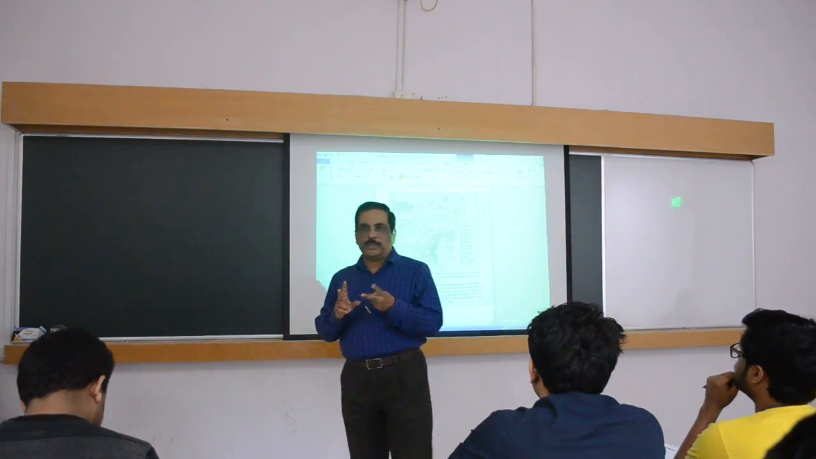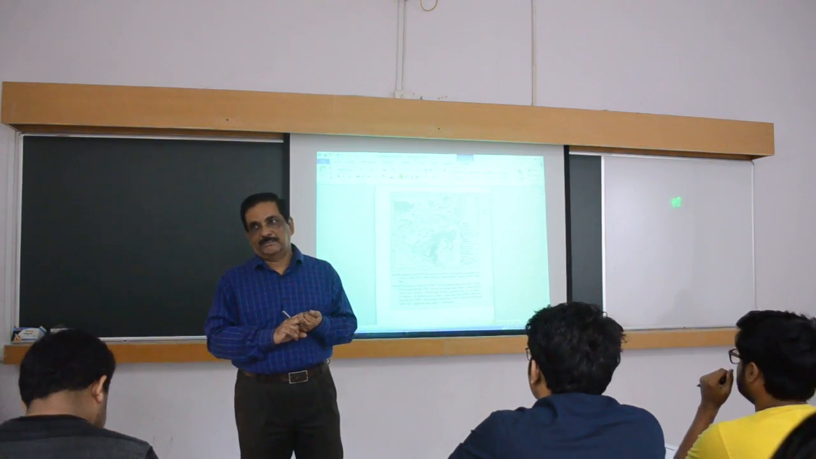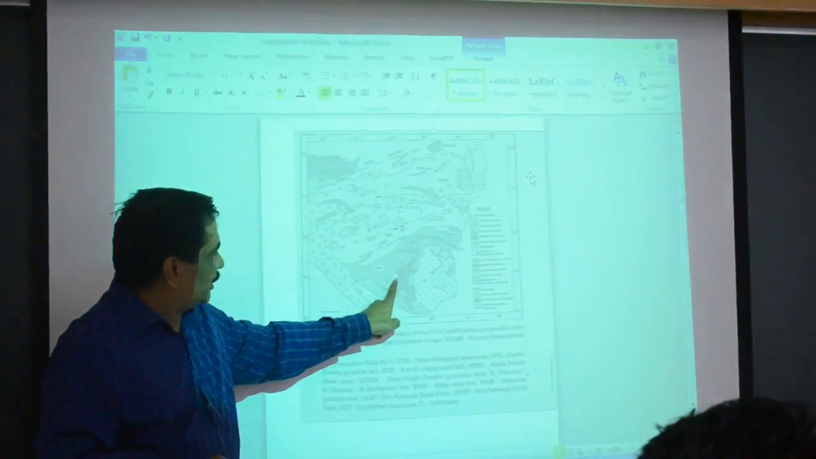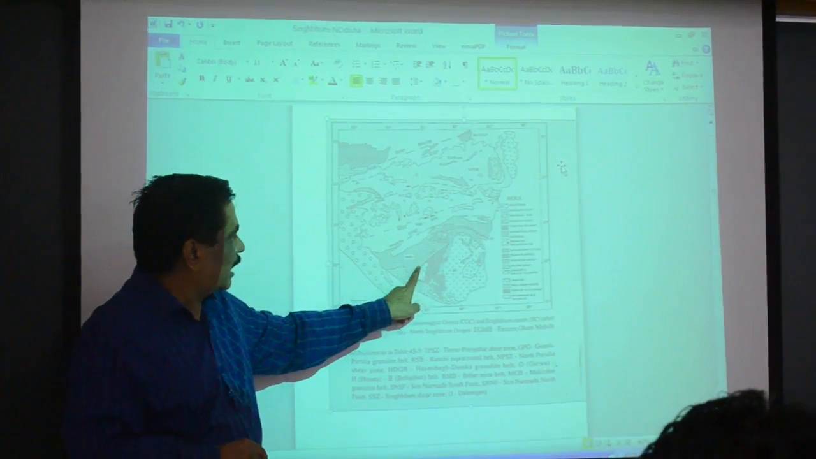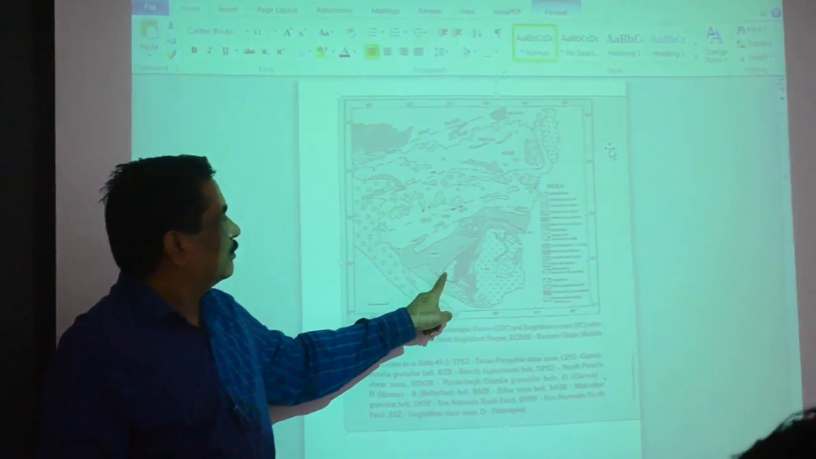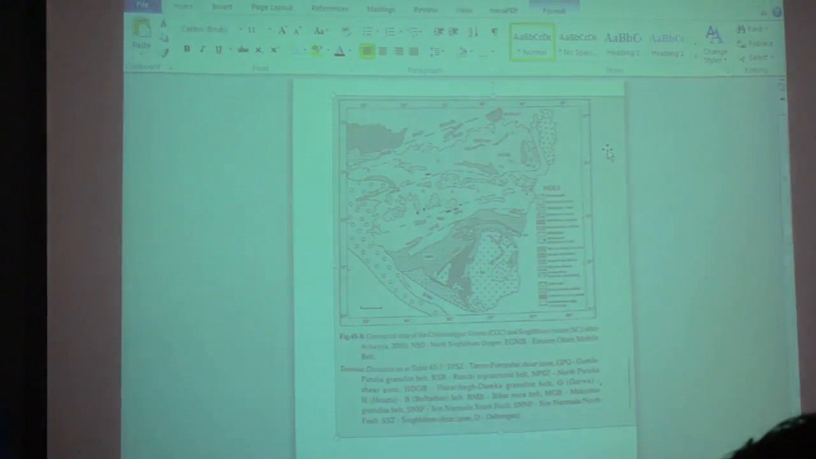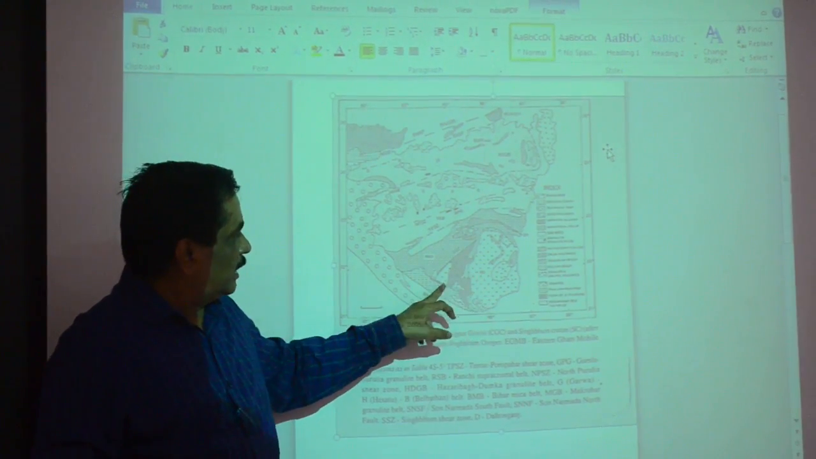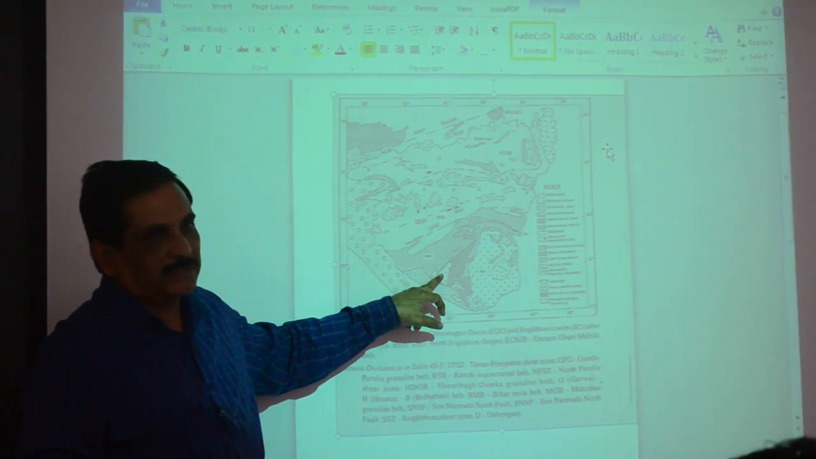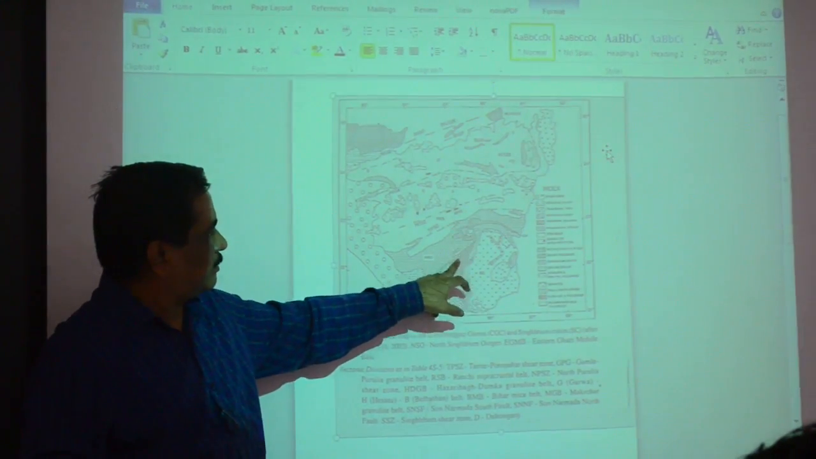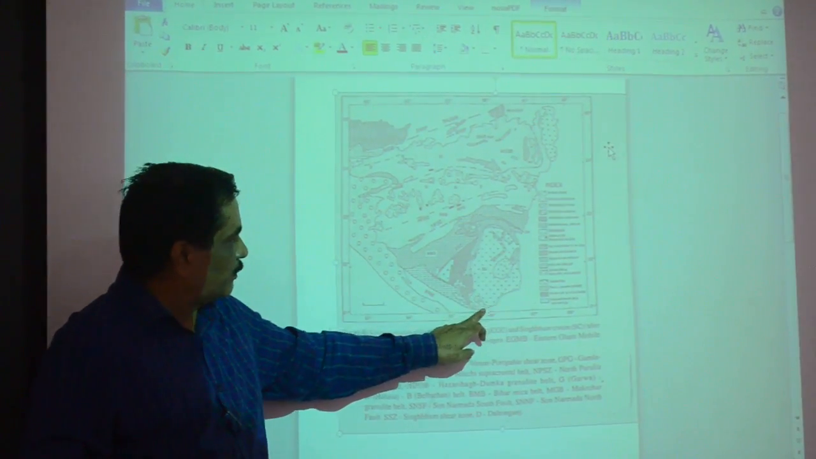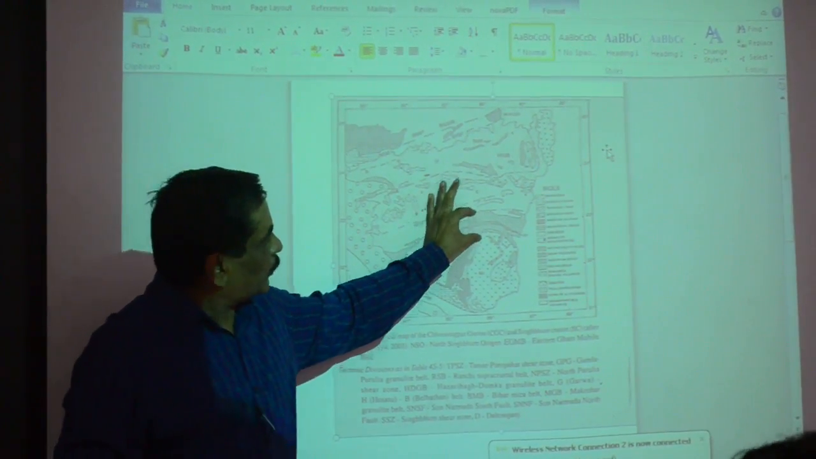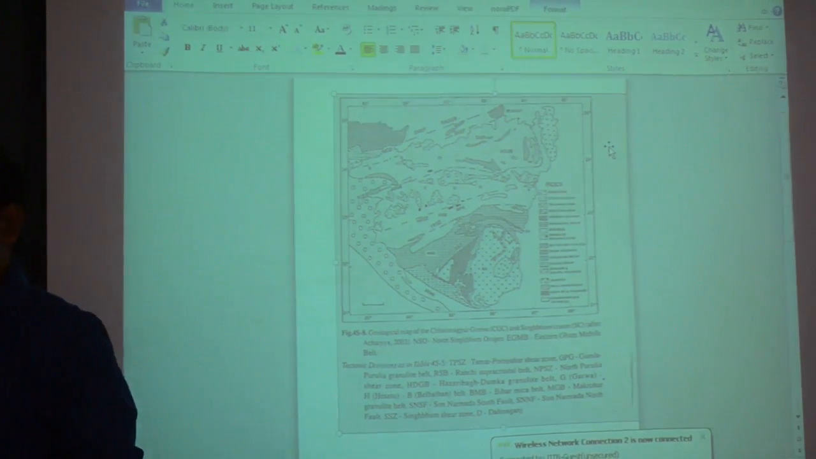So we have two terms, Singhbhum Craton and Singhbhum Mobile Belt. Understood? Singhbhum Craton is this oval part you saw. This is your Singhbhum Craton. Then you see the small triangular portion with crosses, and sideways another cross hatching. Together, this makes your Singhbhum Craton. And this arcuate body, that is the Singhbhum Mobile Belt.